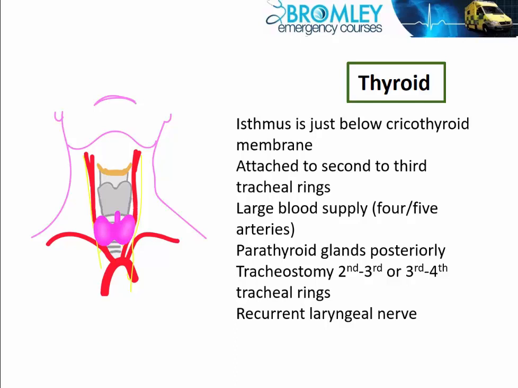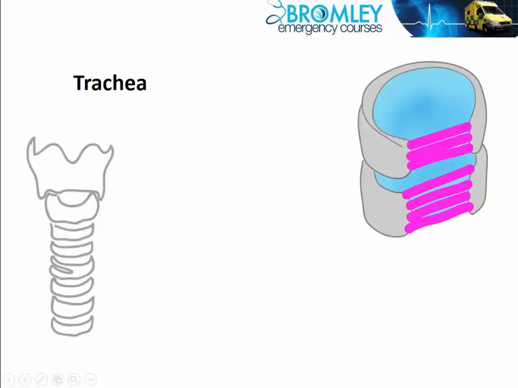On the other side, the left side, the vagus nerve carries on down to the mediastinum, and then of course the recurrent laryngeal nerve on the left winds back, held by the ligamentum arteriosum, before ascending back up the mediastinum and behind the thyroid gland to the larynx on the left side.